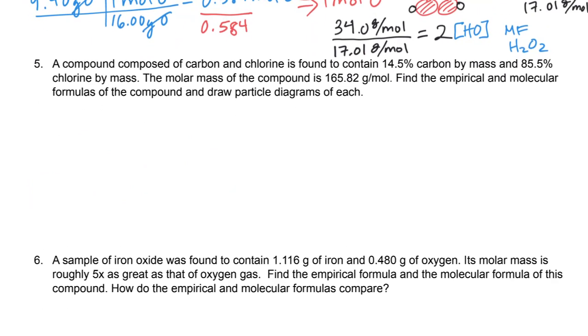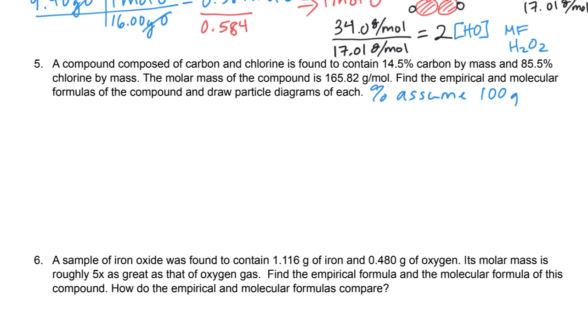Okay, so this one, we're given the elements, rather than giving it in grams, they give it to us in percents. So we have a compound with 14.5% carbon, 85.5% chlorine, and then it gives us the molar mass of the compound. Now, don't worry, when you're given percents, you should always just assume that you have a 100-gram sample.